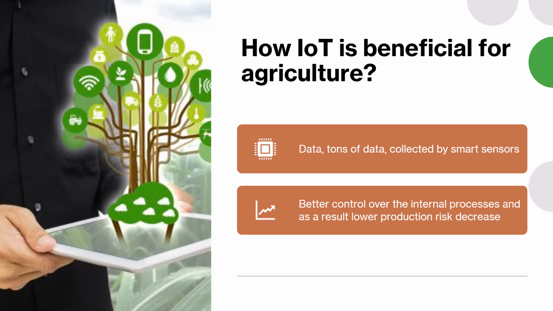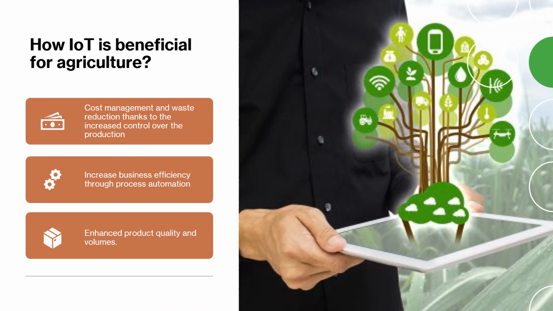Now I will tell you how IoT is beneficial for agriculture. Data, tons of data collected by the smart sensors. Data plays a crucial role in IoT because on the basis of data only, IoT will take a decision whether to perform a specific action or not. Another one is better control over the internal processes and as a result, lower production risk. Cost management and waste reduction thanks to the increased control over the production. It will increase business efficiency through process automation. Apart from this, there will also be enhanced product quality and volumes.